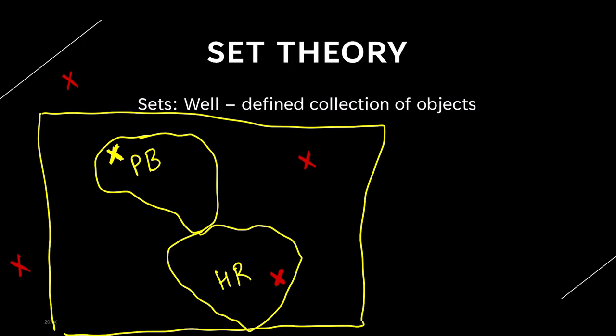So a set is a well-defined collection of objects. And here, Punjab is a collection of objects, Haryana is a collection of objects, and the whole of India is a collection of objects. Now tell me, can a person be living in Punjab and Haryana?